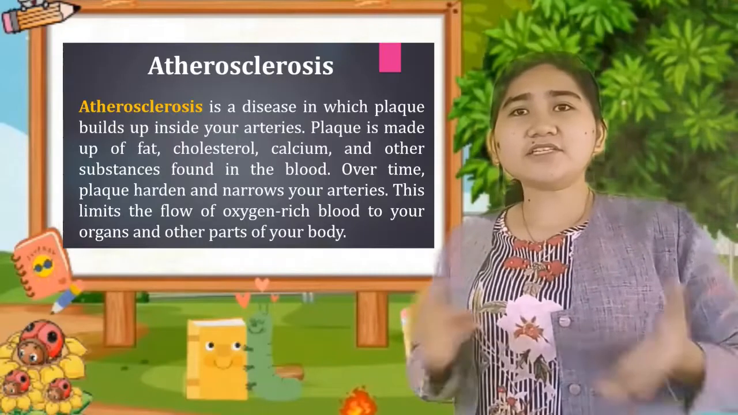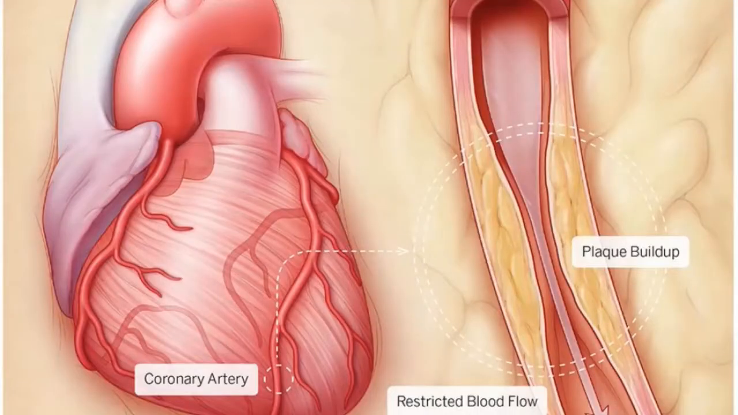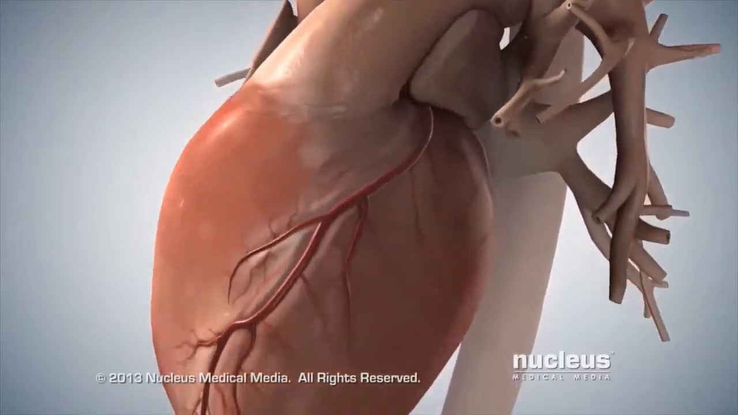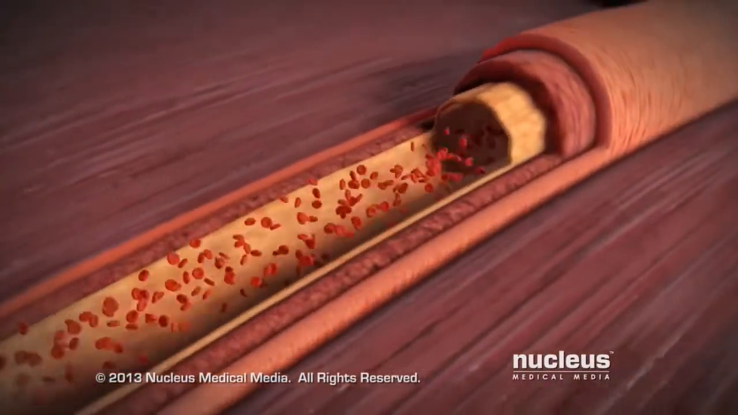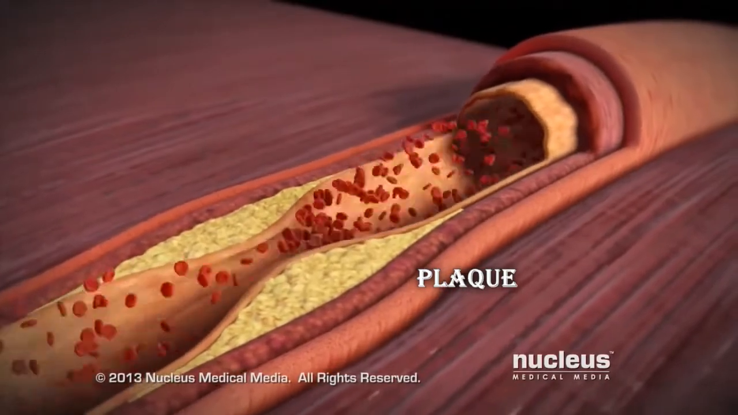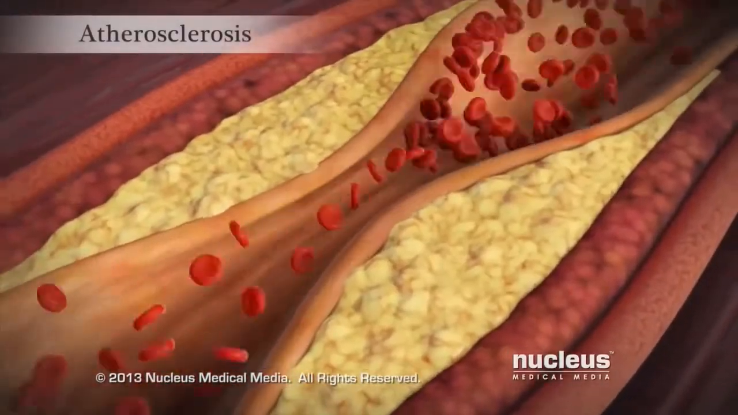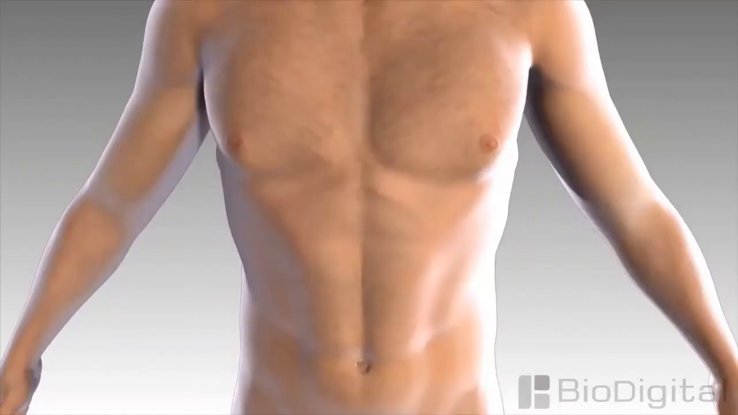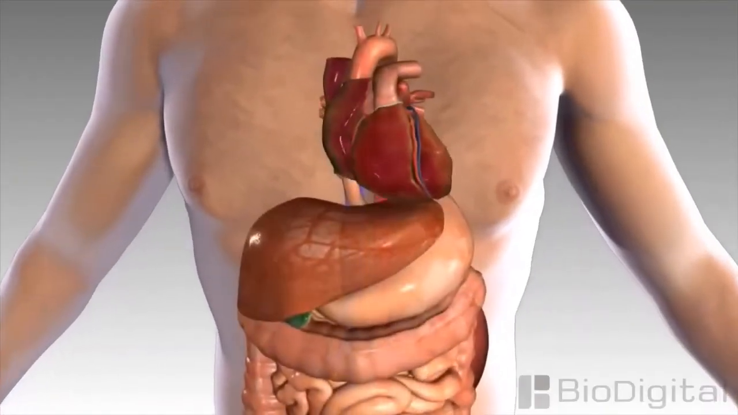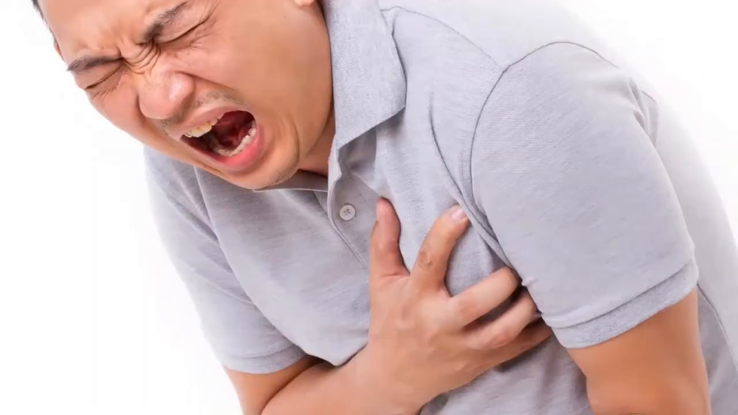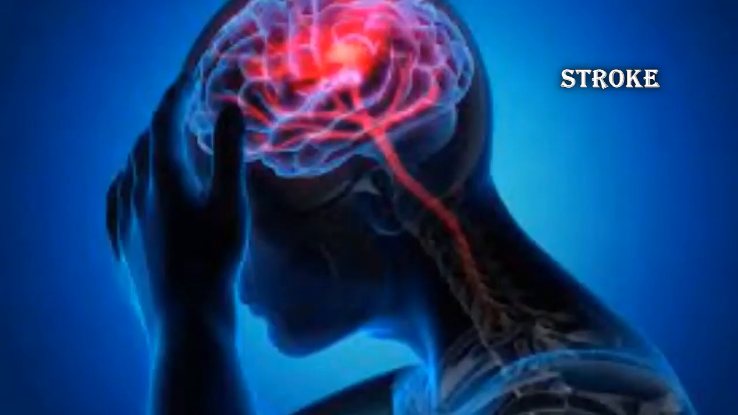Atherosclerosis. Atherosclerosis is a disease in which a plaque builds up inside your arteries. Plaque is made up of fat, cholesterol, calcium, and other substances found in the blood. Over time, plaque hardens and narrows your arteries. This limits the flow of oxygen-rich blood to your organs and other parts of your body. Atherosclerosis can lead to serious problems, including heart attack, stroke, or even death.